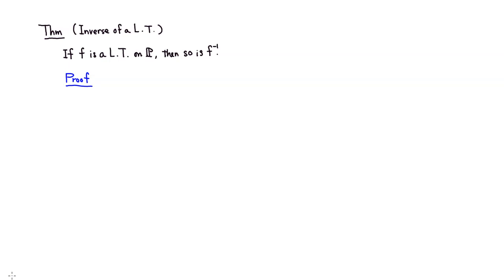All right, let's look at this theorem, which says if f is a linear transformation on plane P, then so is f inverse. Right? So if you have a linear transformation, its inverse is going to be a linear transformation. As a homework, we already showed that f inverse is a transformation. So we just have to show that it is actually linear. All right, so let's do that.